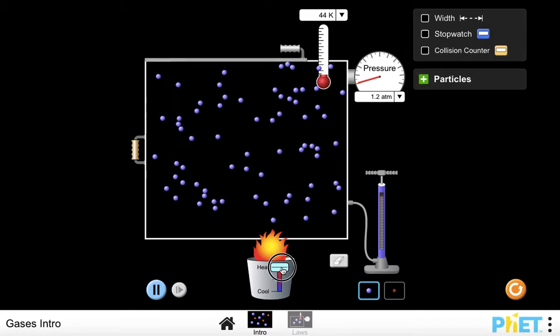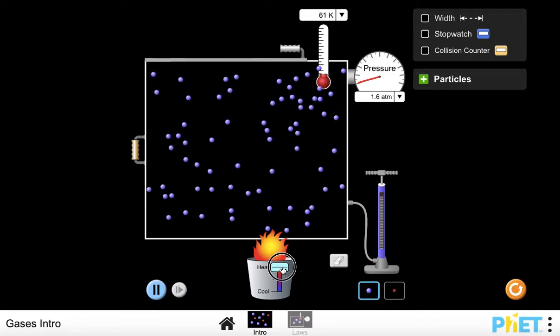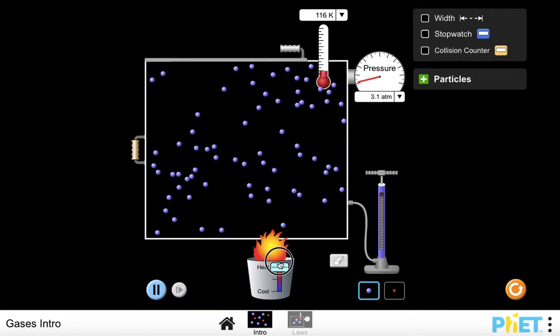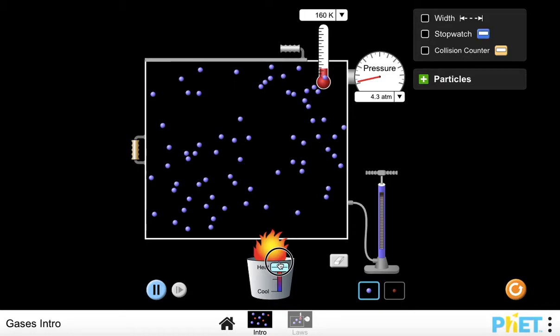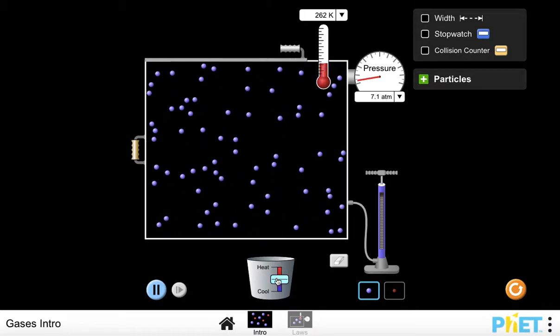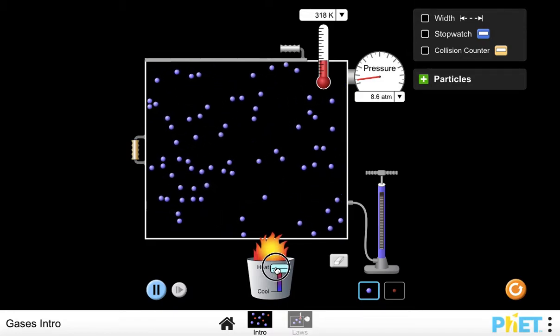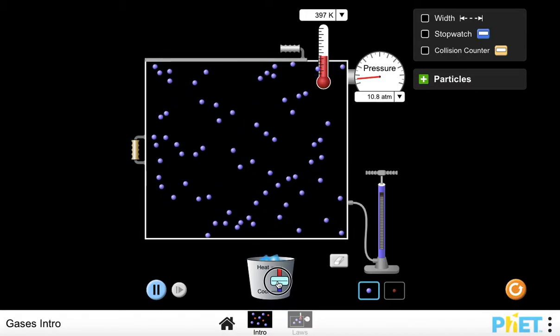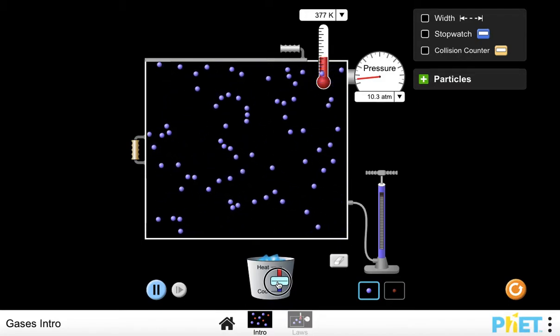We don't really want to go quite that cool today, so we'll heat it up a little bit. And we can watch as we heat it up here that the particles, here we go, you start to see that they're moving much faster than they once were when we were at a really cold temperature, which is also as we would expect.